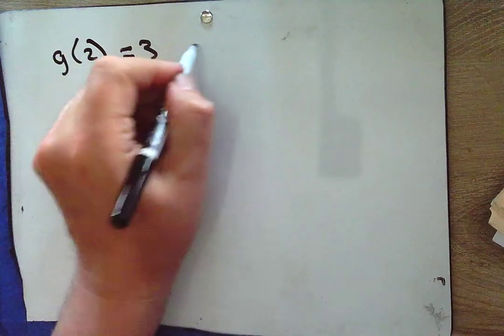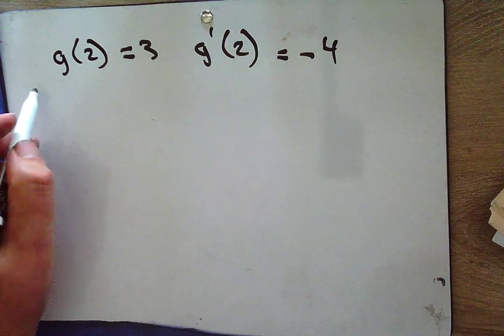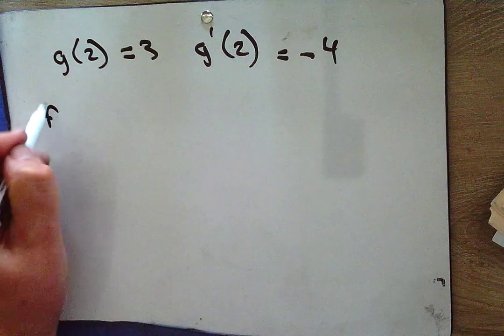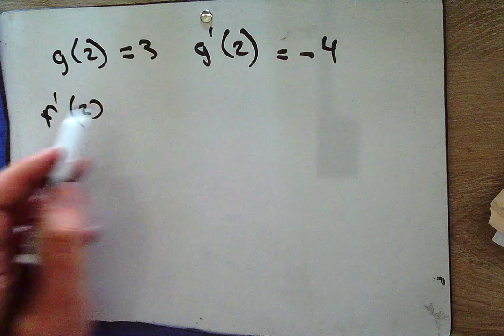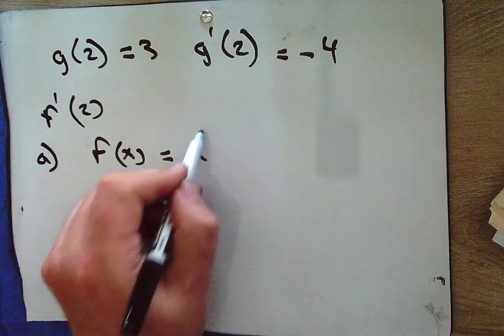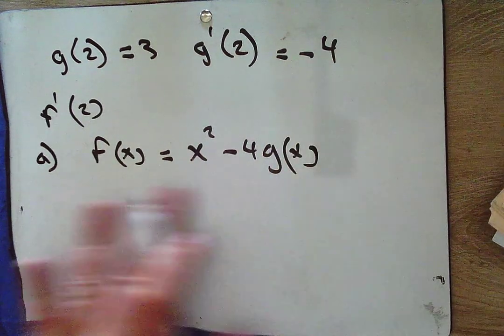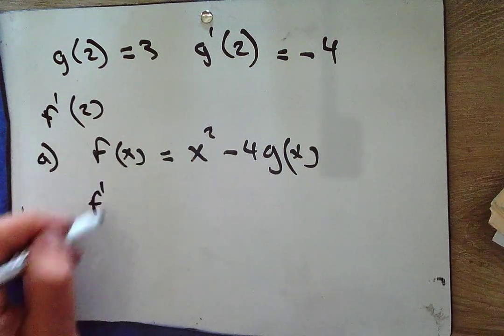Station 7. Station 7 says that g of 2 equals 3, and g prime of 2 equals -4, and we're asked to find, I know, this is just like something regarding g. Yeah. Now we want to find f prime of 2. There's no f's, Mr. Cooper. So here, part A says f of x equals x squared minus 4 times g of x. So here's our f of x, and we want f prime of 2. Please start by finding f prime of x.